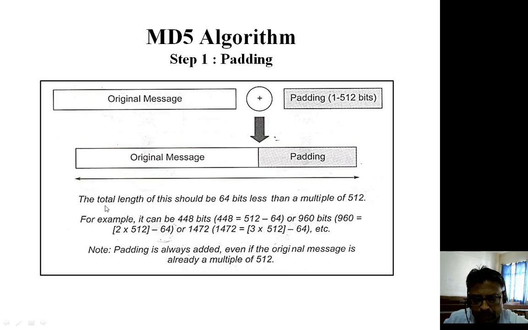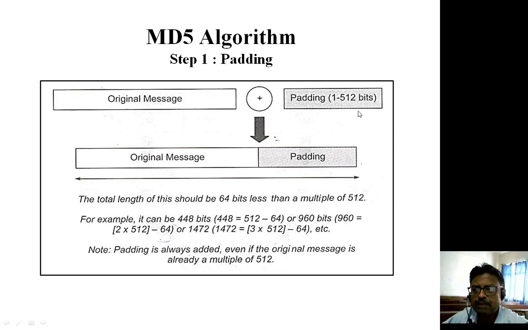That is what has been written. The total length should be 64-bit less than the multiple of 512-bit. And this padding is important and necessary, even if the original message is of the size 64-bit less than the multiple of 512-bit, the padding is still done. That is why the padding bits are 1 to 512-bit.